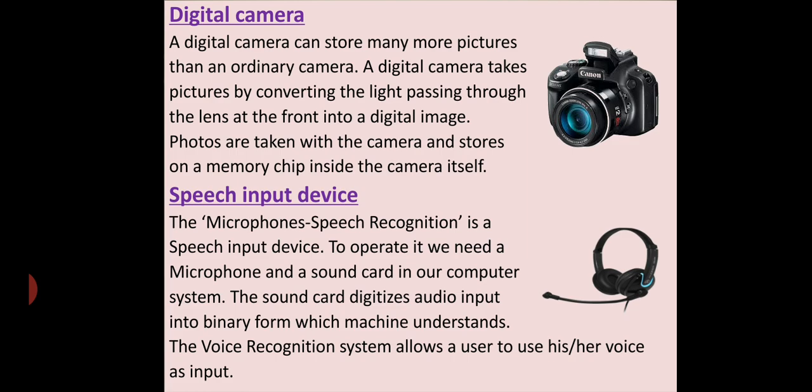Next input device is digital camera. A digital camera can store many more pictures than an ordinary camera. A digital camera takes pictures by converting the light passing through the lens at the front into a digital image. Photos are taken with the camera and stored on a memory chip inside the camera itself. We can directly attach our camera to our computer system and store the images in our computer system.